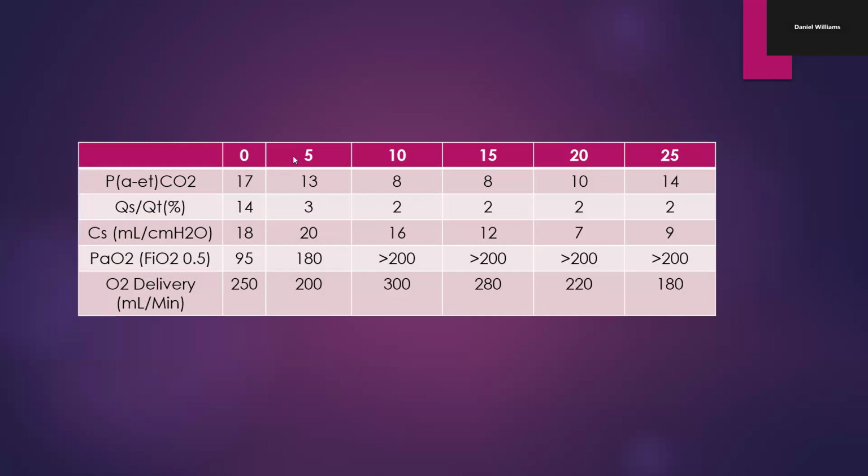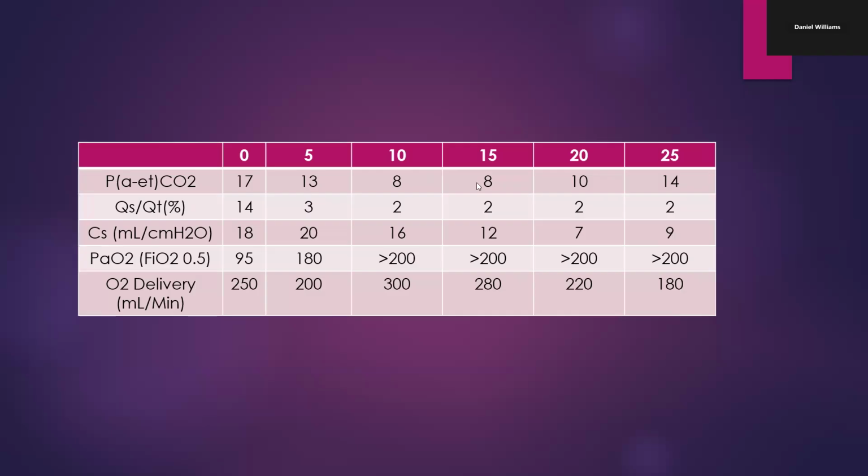Gets a little bit better with PEEP of 5, but we still have a pretty wide gap there with our arterial end tidal CO2. Static compliance did improve a little bit there. The PaO2 actually got a little bit better, but our oxygen delivery went down a little bit in this regard. So when we transition over here, so when we look at the rest of the values, 10 is actually our optimum PEEP level, and we find that our arterial to end tidal CO2 difference is 8.